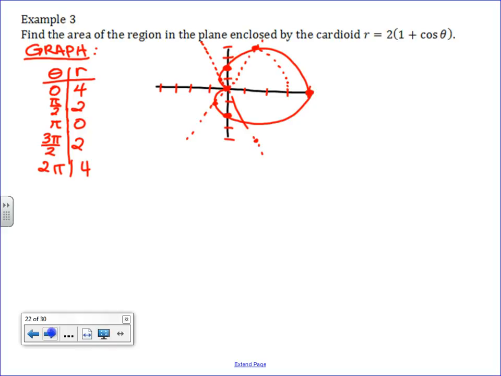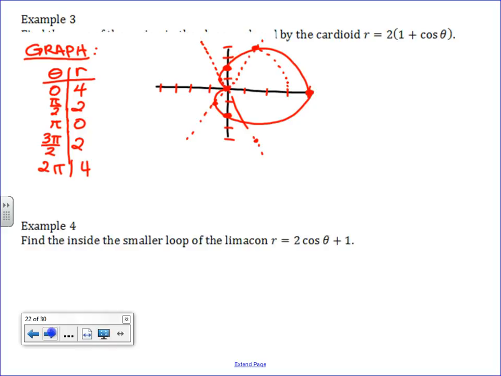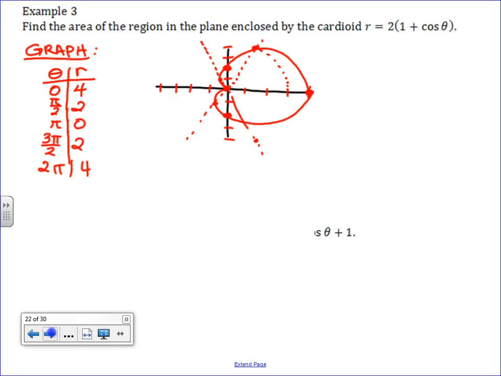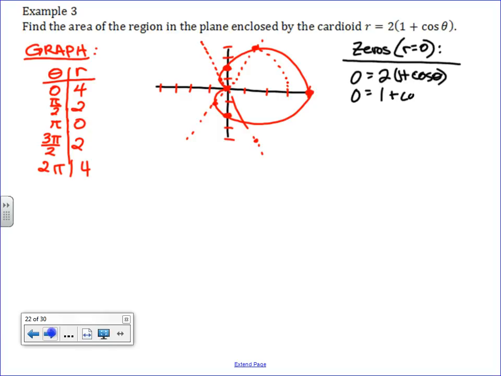Let's think of another couple things that we could have done besides just graphing it, because we have it now. What are some of those? Oh, that's not what I wanted. Okay, I give up. The page before, didn't I say find zeros? What do I mean by finding zeros? I could set r equal to 0. Divided by 2, I get 0 equals 1 plus cosine theta. Cosine theta equals -1. And where does that happen?